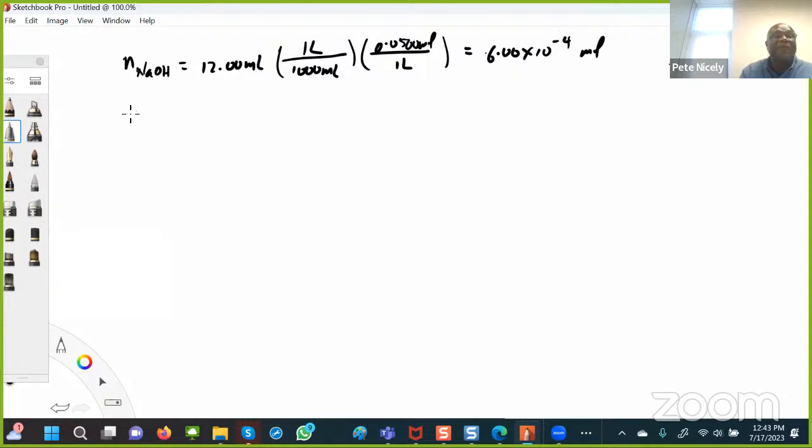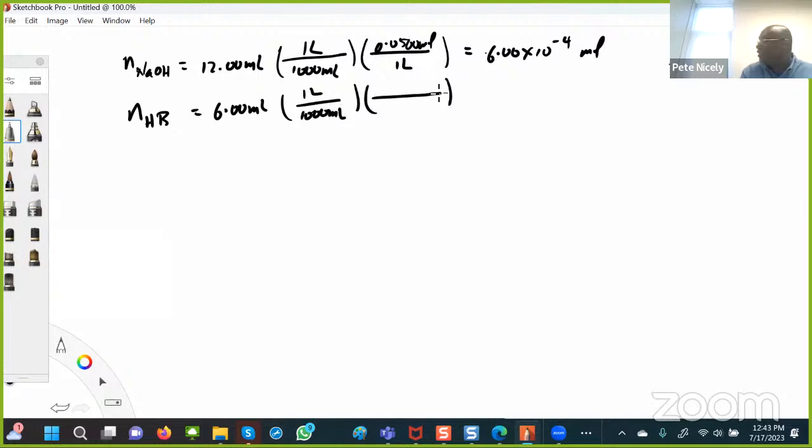And then I'll do the same for the benzoic acid. I'm just going to use HB to represent benzoic acid. So the volume is 6.00 mL times 1 liter over 1,000 mL. And then I'll multiply that by the molarity, which is 0.200 moles over 1 liter. And that gives you 1.20 times 10 to the minus 3 moles. Okay, so now we have the moles of each of these compounds.